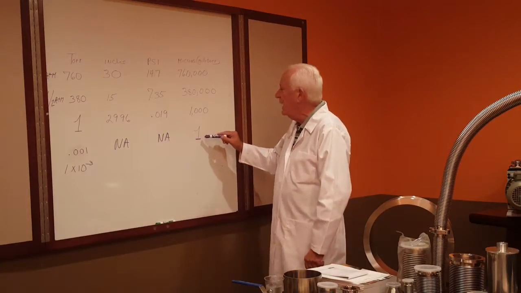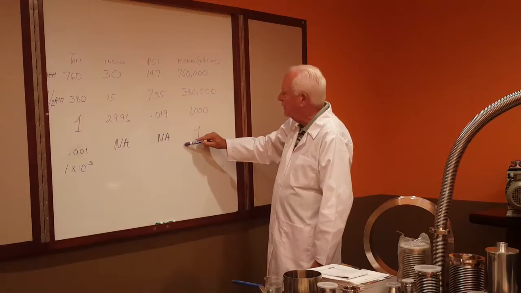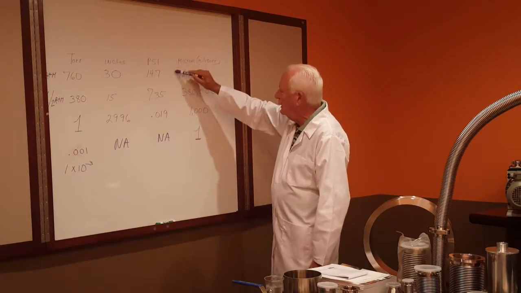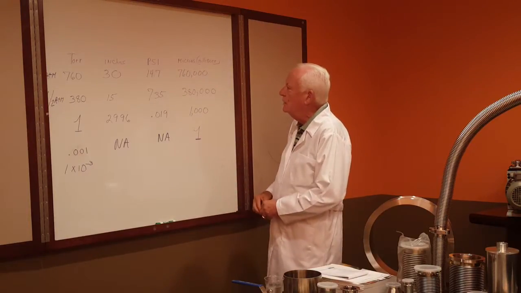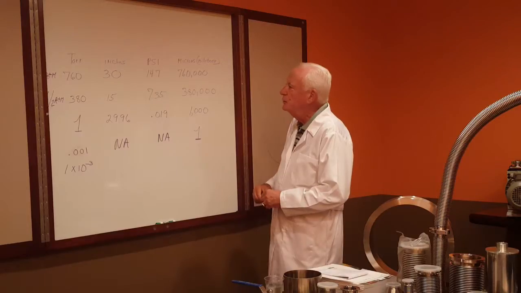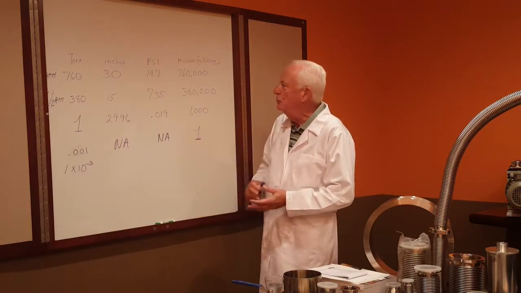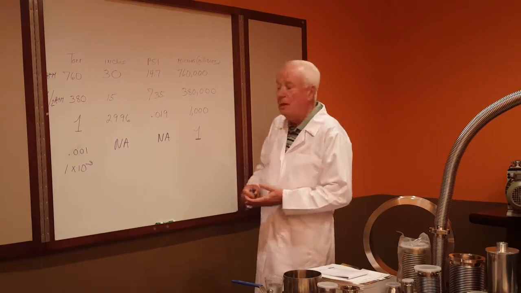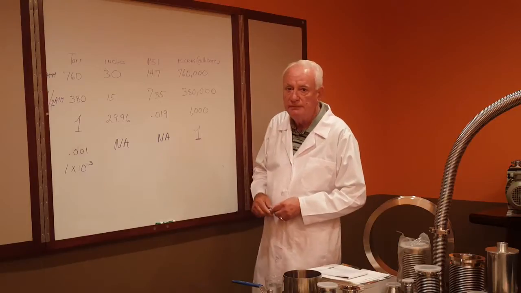So, just to sum it up, high vacuum is low pressure. Low pressure is high vacuum. So it's very important that you speak to people in the language they understand, and you can use torr, inches, psi, or microns, depending upon the vacuum level you seek to achieve.